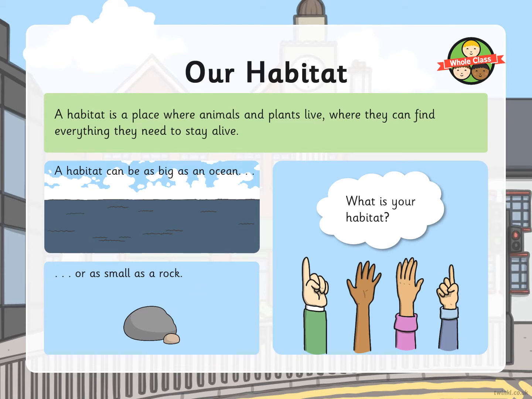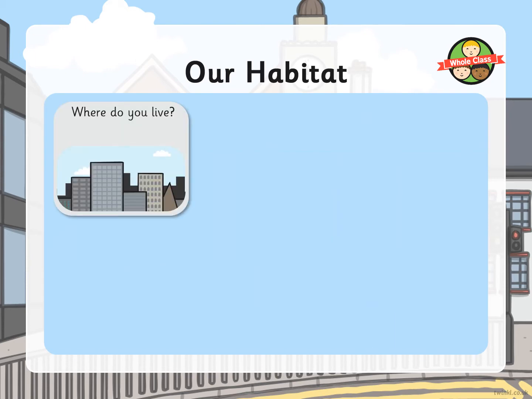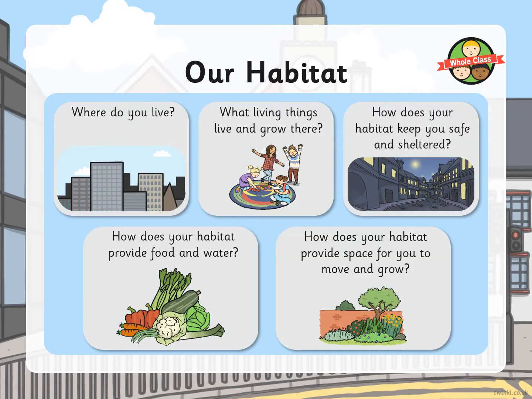So let's think, what is your habitat? So where do you live? What living things live and grow there? How does your habitat keep you safe and sheltered? So maybe it's the home that you live in. How does your habitat provide food and water? Where do they come from? And how does your habitat provide space for you to move and to grow?